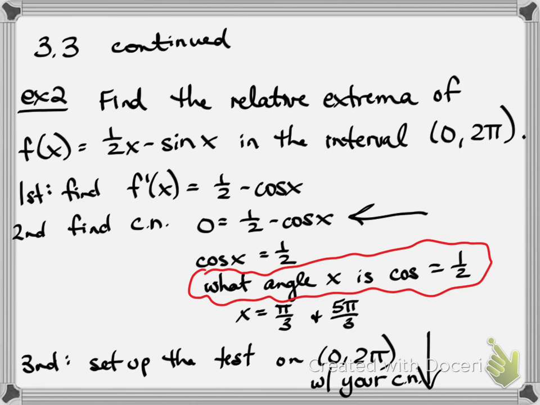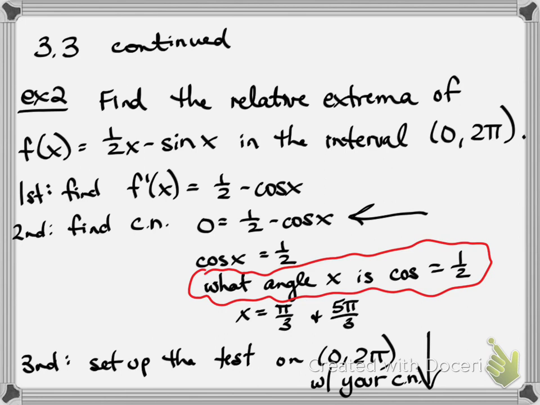Our second step is to find the critical numbers. So I have set our derivative equal to 0 and solved it for cosine x, because you know those are glued together. I solved it for cosine x and I found cosine x to be 1/2. And what we're asking is, what angle x has a cosine of 1/2? So I'm looking for the ordered pair of 1/2 on the unit circle, and you find that at pi over 3 and 5 pi over 3. So those are our critical numbers.